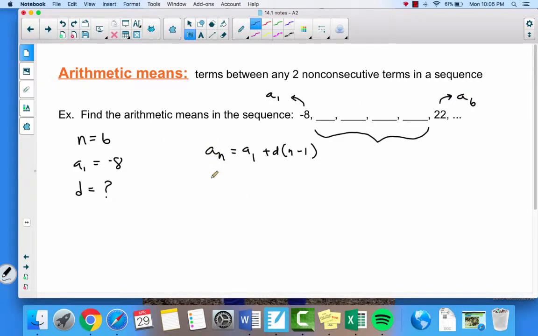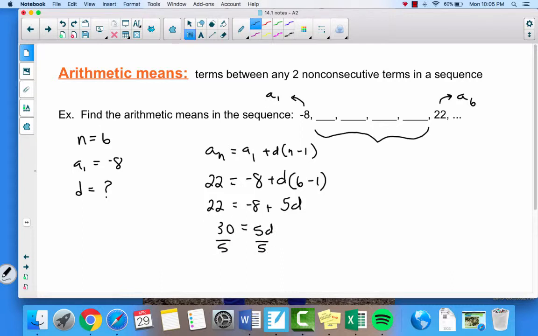So we just said that the 6th term was 22. Our first term was -8 plus d times 6 minus 1. And the reason I plug in 6 is because that's the 6th term. And now I can go ahead and solve. If I do that, we get, let's see, 5d. I can add 8 over. That's going to get us 30 equals 5d, and then divide by 5. And that gets us that the common difference is 6.